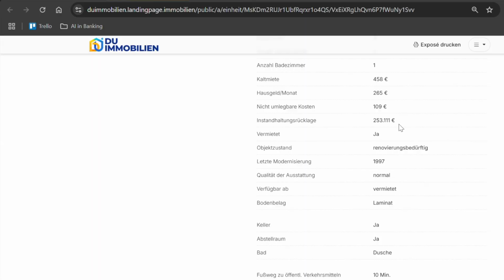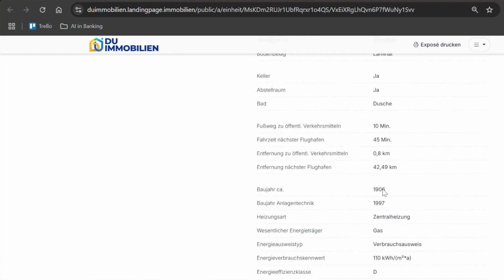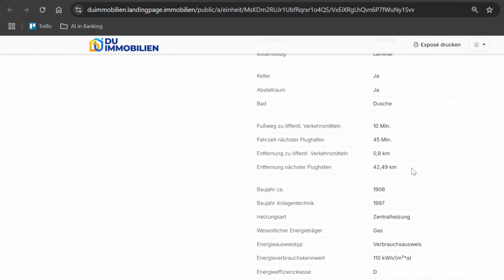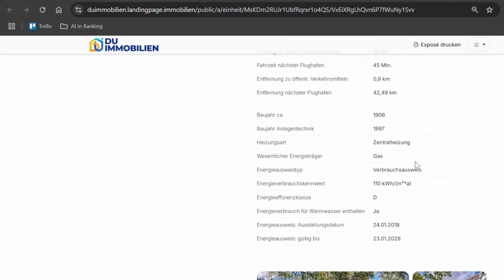As I said before, it's currently rented out, and they even say that this apartment needs to be renovated at some point. Okay, then some other random data, like the distances to public transportation or other things, which is not really that relevant for you.